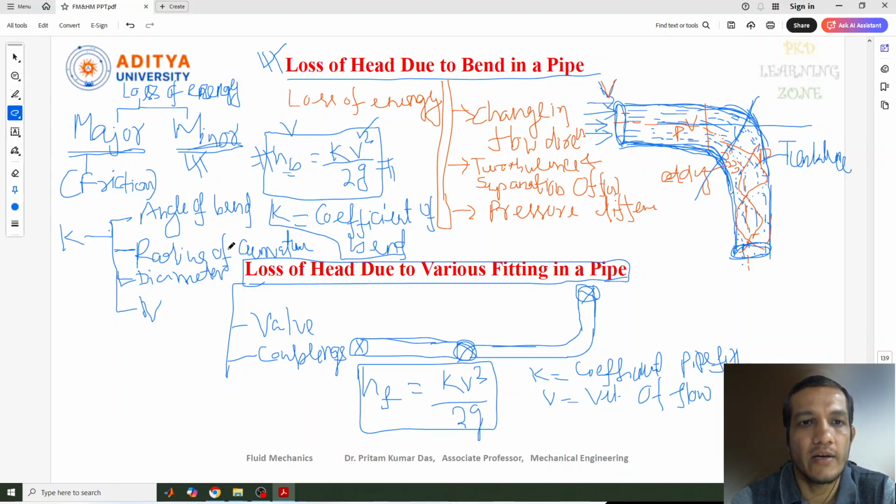So this is all about the loss of head or loss of energy due to bend in a pipe and due to various fittings in a pipe. I hope you understand this concept.